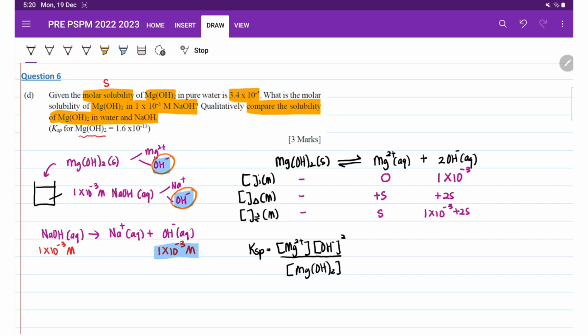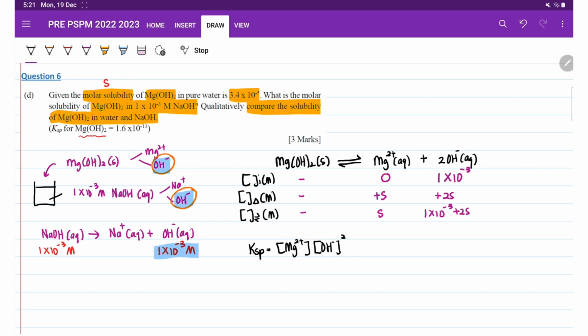So, dekat sini, okay, perlu ke tak sebenarnya kita nak tulis? Tak perlu, saja nak test. Okay, tak perlu tulis concentration of MgOH2 sebab apa? Dia adalah dalam solid. Okay, saja nak test, tengok alert ataupun tak. Okay, so this will be the KSP expression.